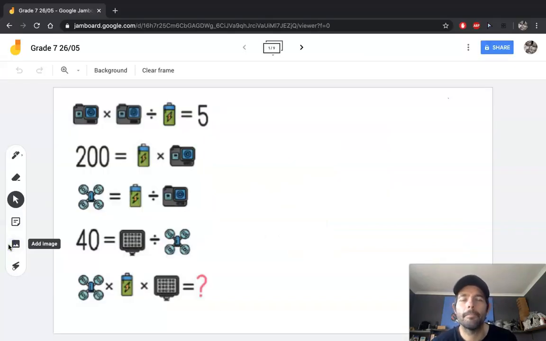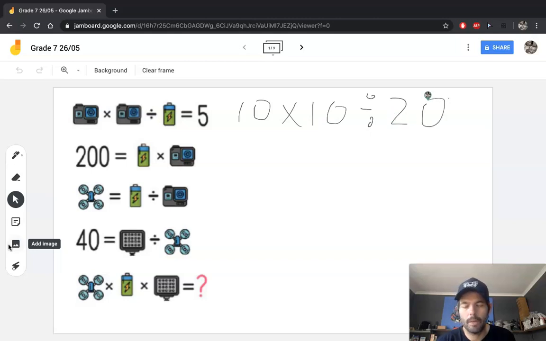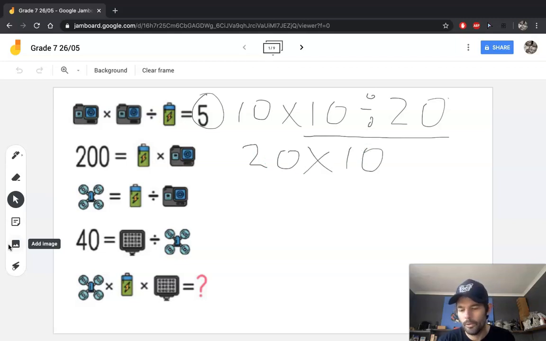I got it wrong, so it took me a couple of attempts to get the right numbers into the right places, but ultimately you should have 10 multiplied by 10 divided by 20, and the key here is 10 divided by 20 comes first, so that gives you a half, and then 10 times a half gives you 5. Okay, so then we know that 200 is going to be equal to 20 multiplied by 10. And that's all good. Then we get down to the drone, and the drone is going to be 2 because that is equal to 20 divided by 10.